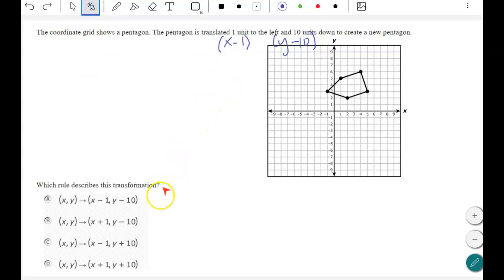So all we're doing is looking for the rule that describes that. That always will start with, this is our original coordinates. What happens to them? You subtract 1, subtract 10. Oh, looks like A is the correct answer.